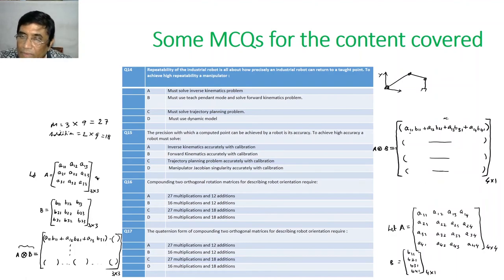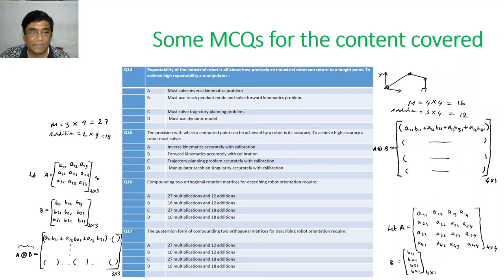So how many multiplications and additions are there? One multiplication, two, three, four, so multiplication equals 4 per element. And additions: 1, 2, 3, so addition equals 3. And how many elements are there? 4, so you multiply by 4. Total multiplications will be 16, and total additions will be 12. Let us see: is there an option like that? Yes, 16 multiplications, 12 additions. Isn't it great?